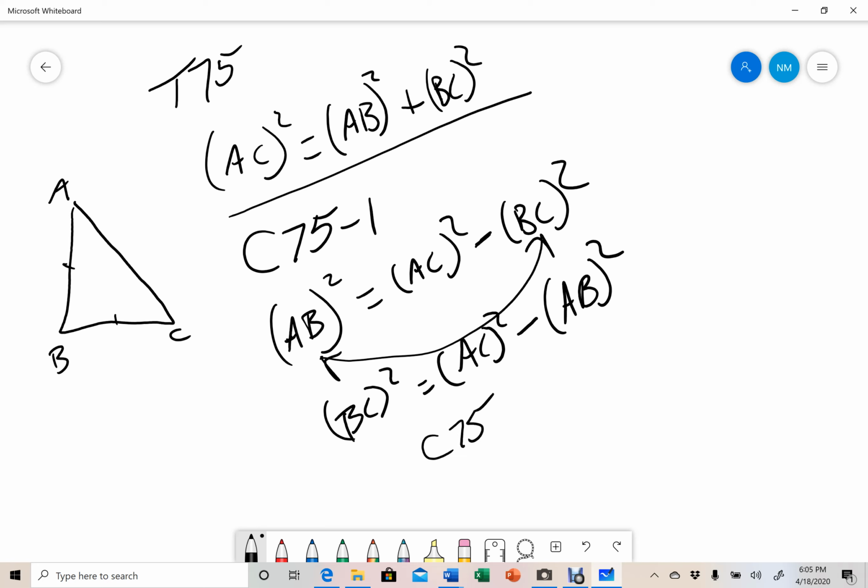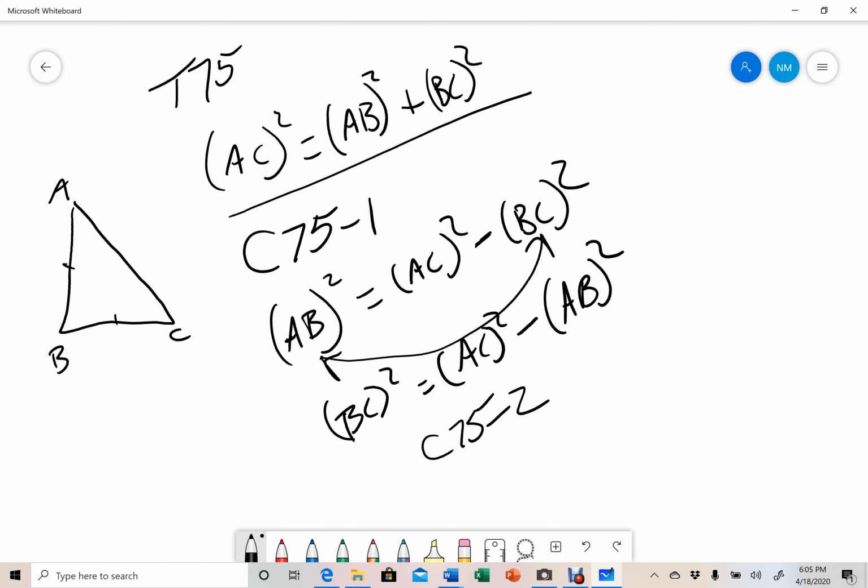Now we've got corollary 75-2. If similar polygons are constructed on the three sides of a right triangle, the sum of the polygons on the legs is equal to the polygon on the hypotenuse.